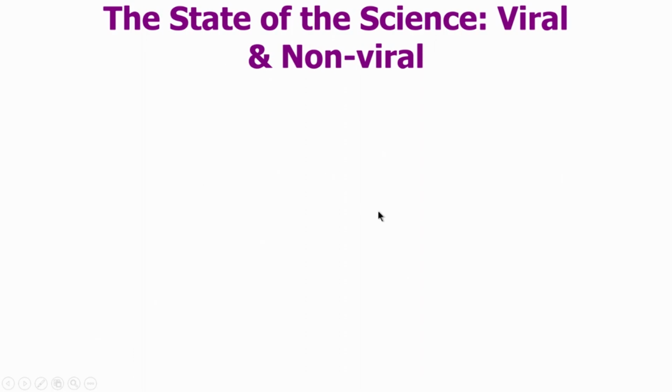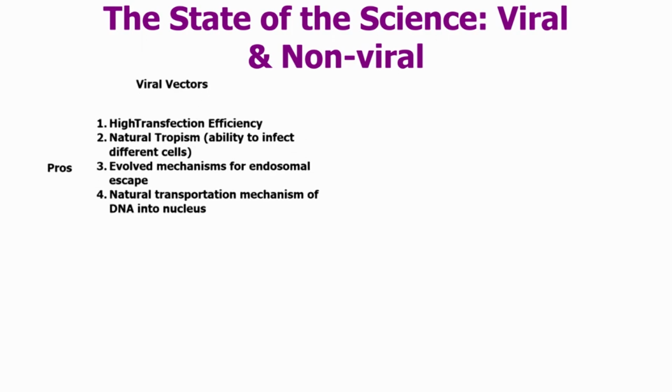So, let us look at the state of the current science with both viral and non-viral vectors. Obviously, viral vectors, as I said, have lots of pros. It is a very high transfection efficiency. So, you are talking about pretty much more than 50% efficiency. So, almost more than half of your cargo will get transfected and result in functional protein being produced.